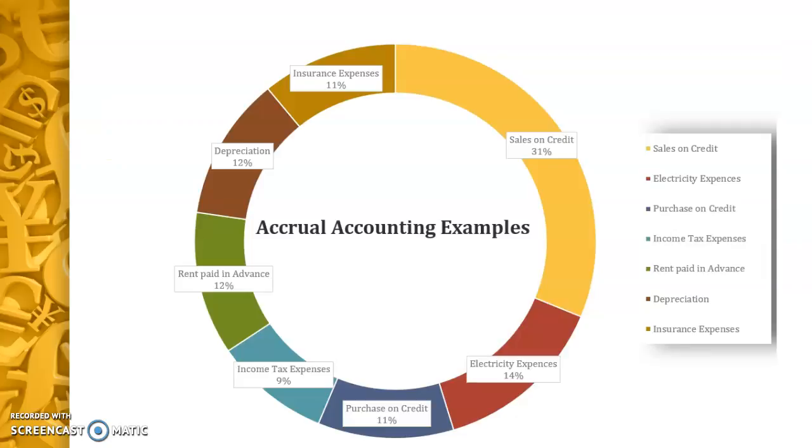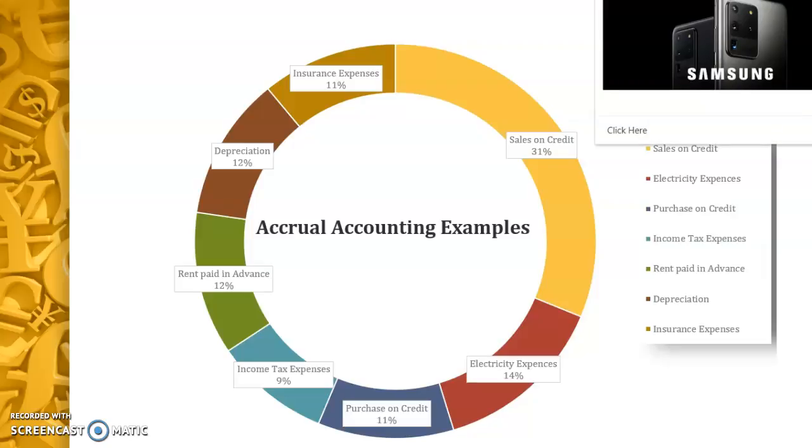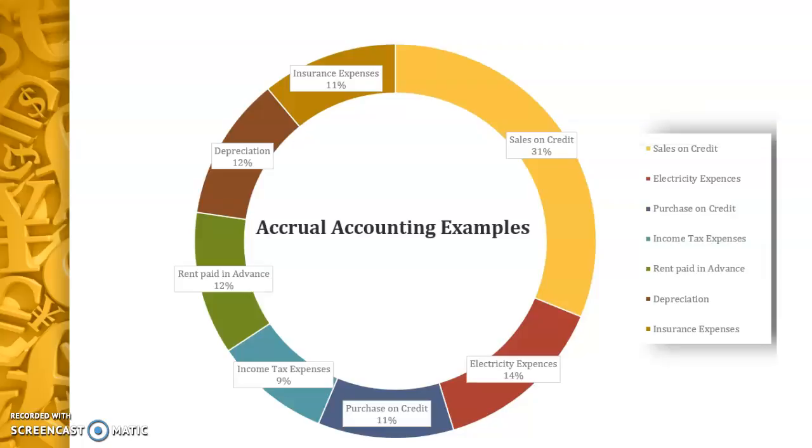The following accrual accounting examples provide an outline of the most common accruals: sales on credit, electricity expenses, purchases on credit, income tax expenses, rent paid, depreciation, insurance expenses.